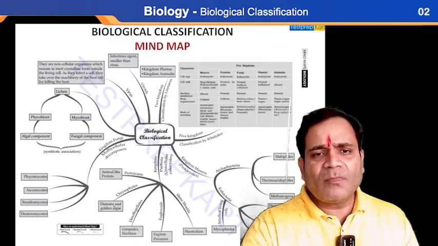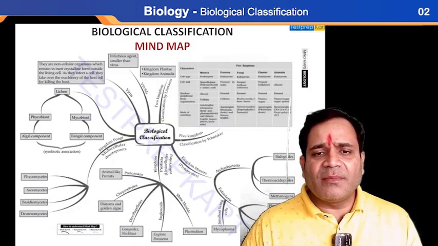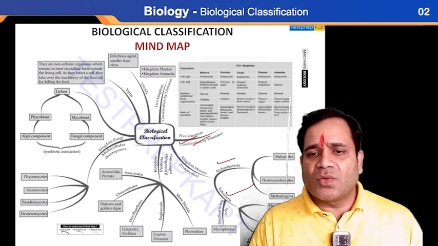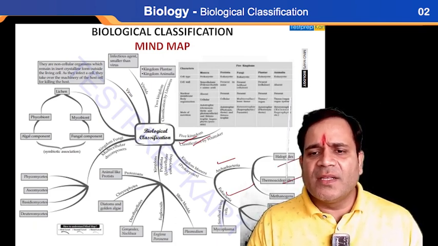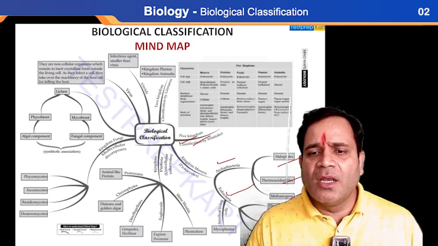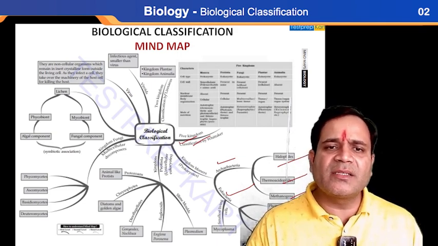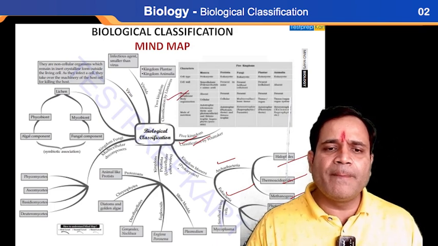Correct? See, so here the five kingdom classification is clear. Archaebacteria and Eubacteria are clear. So the halophiles, thermoacidophiles, methanogens, photosynthetic, chemoautotrophic and heterotrophic bacteria, all these things are clear, my dear. And this one thing is also to be clear.